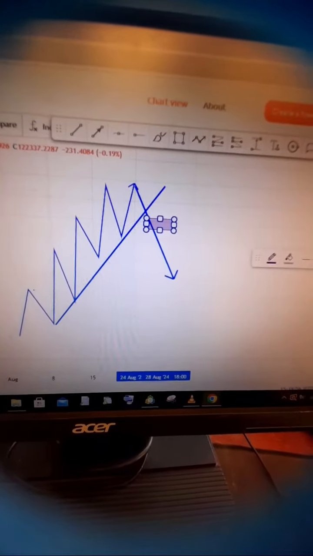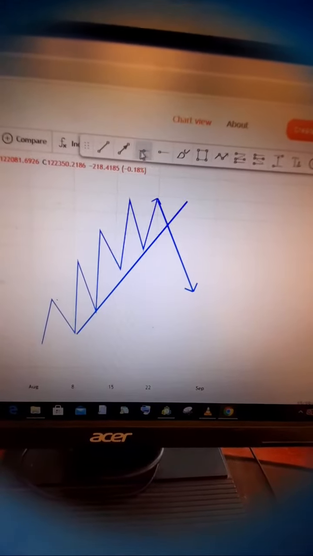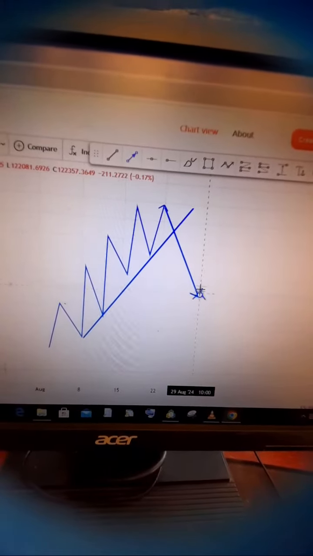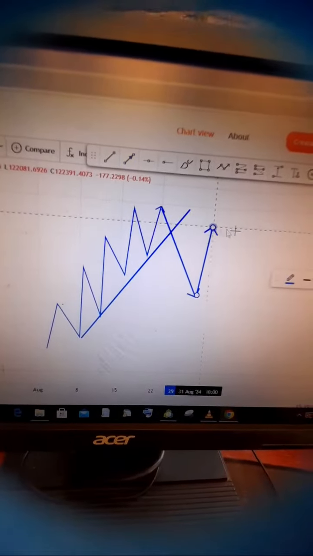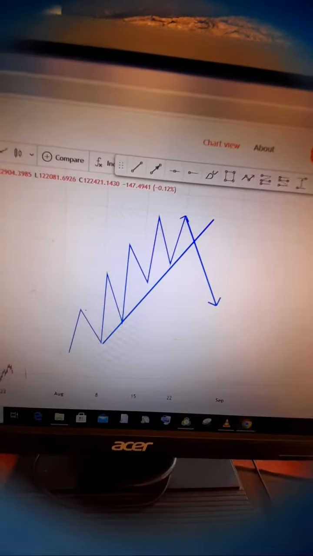So let us see entry type 2. After the market breaks our counter trend, what we have to do is wait for the market to come back here. This is what we wait for if we want to enter the market with entry type 2. We have to wait for the market to come and make the higher highs and higher lows.